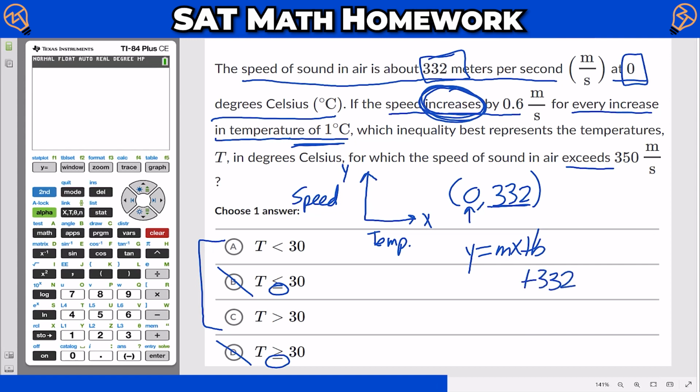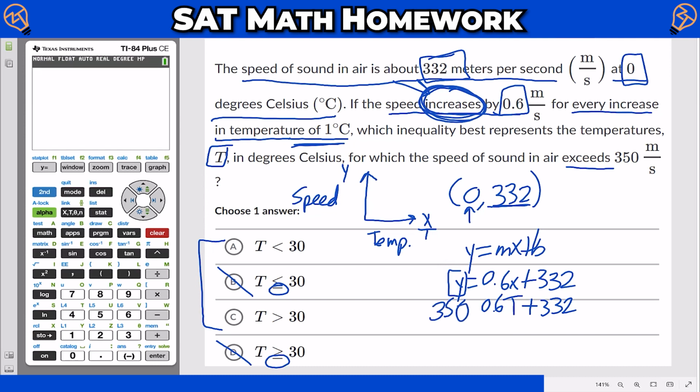They gave us the slope is 0.6. They indicated it's positive by the word increase. If it had said decrease, it would have been negative. And then it says which inequality best represents the temperatures T. So instead of saying X, they're calling it T. That's fine. We'll change this to T. And they're saying for which the speed, which we called Y, they didn't specify some other variable, but they're saying the speed would exceed 350.